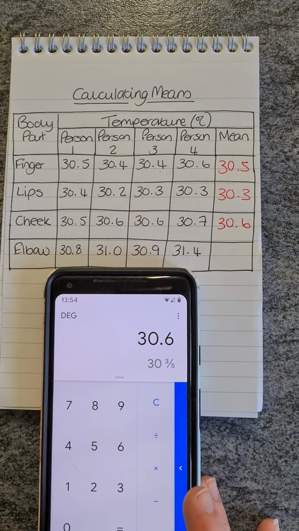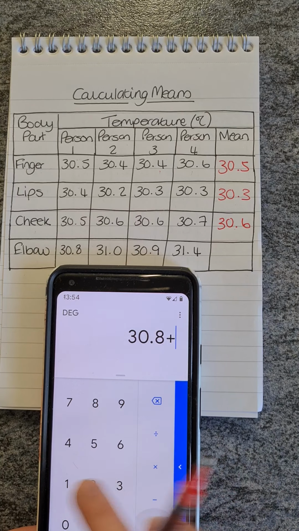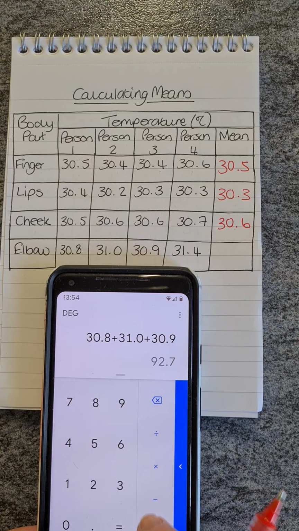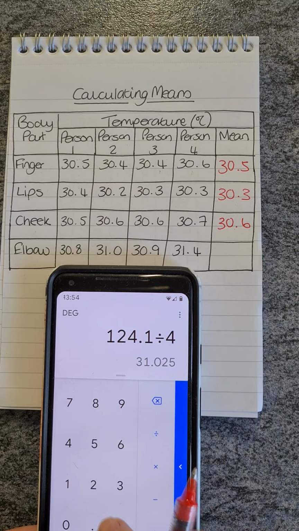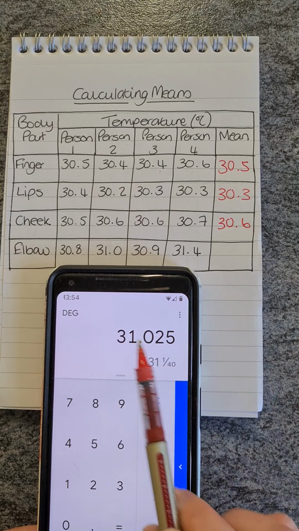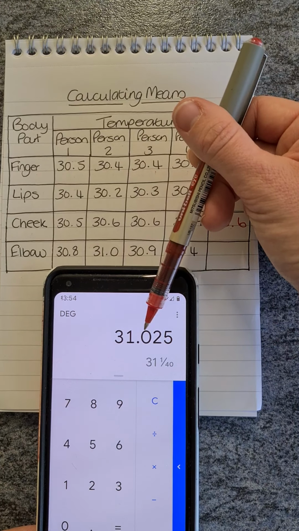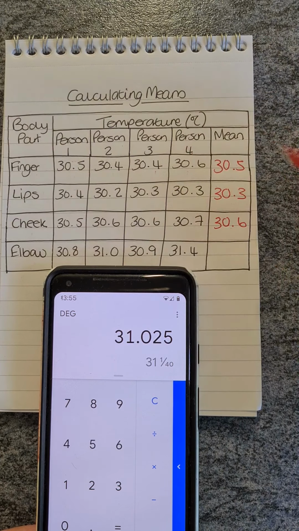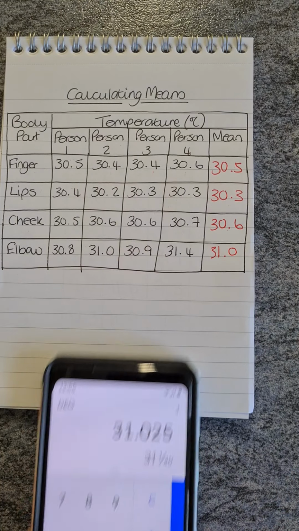Then lastly, for the elbow, we've got 30.8, add 31.0, add 30.9, add 31.4, which then gives us a total. We divide by 4, because we added 4 numbers together, and that gives us 31.025. We want that to 1 decimal place, so we look at the next number, which is a 2, so we're going to round it down, so it's going to stay as 31.0. So they are all our means calculated.